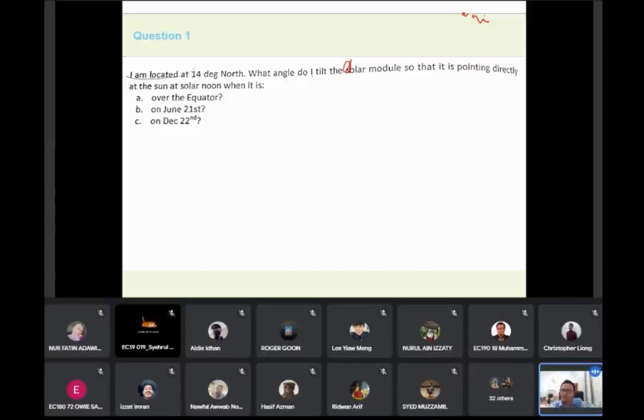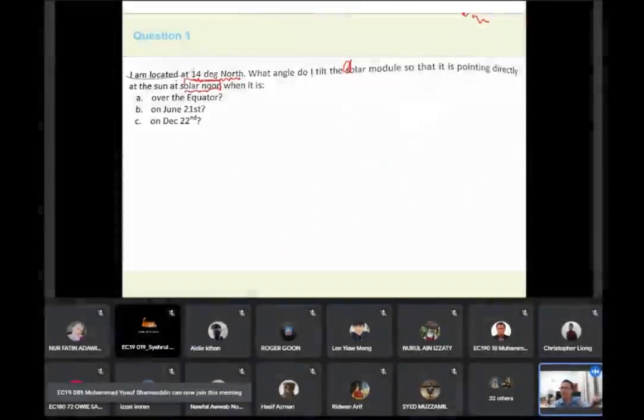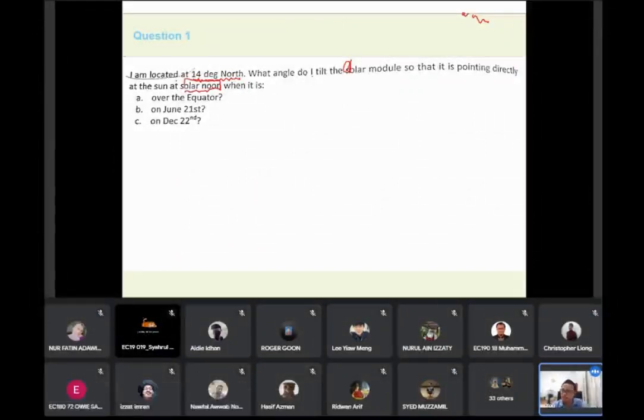Let's go to this question. I am located at 40 degree north. What angle do I tilt the solar module so that it is pointing directly at the sun at solar noon? Remember, the things that we are doing to calculate solar altitude and tilt angles are all about the solar noon cases. We are not talking about 4 p.m. or 3 p.m. or 9 a.m. That's a different thing, and we do not touch anything about that in this chapter. We only assume that it happens at solar noon.